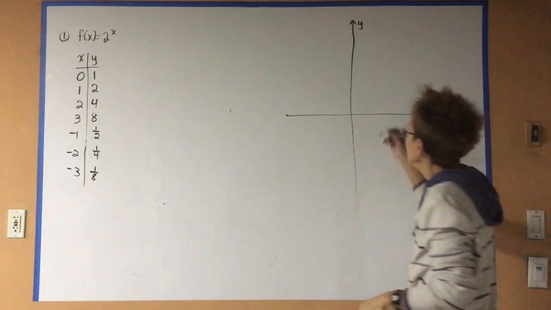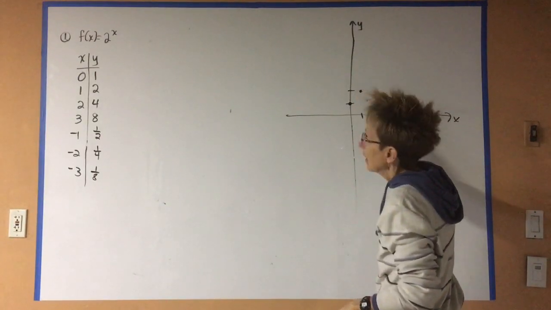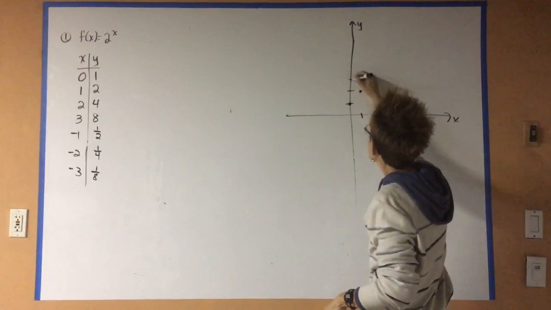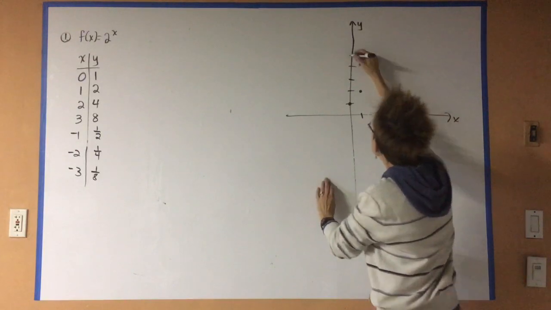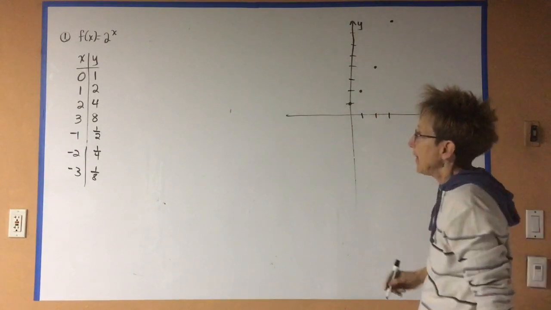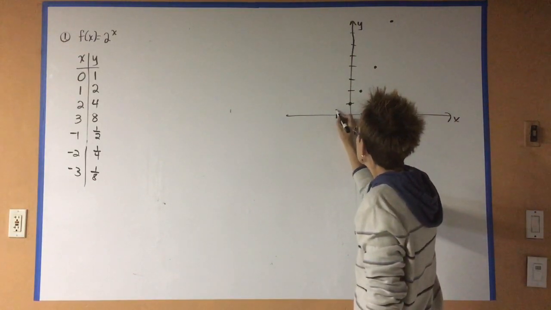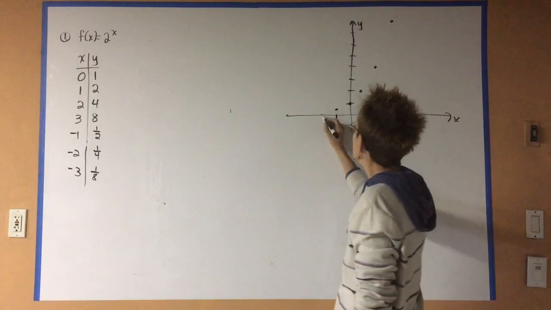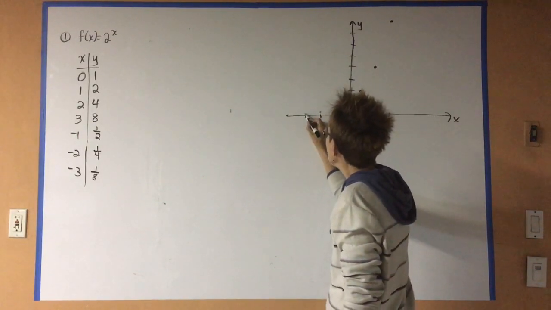I've got 0, 1. I've got 1, 2. I've got 2, 4. And 3, 8. Uh-oh. See if I can reach. And then I've got negative 1, 1/2. So that's about there. Negative 2, 1/4. Well, now I'm closer. Negative 3, 1/8. Now I'm even closer.